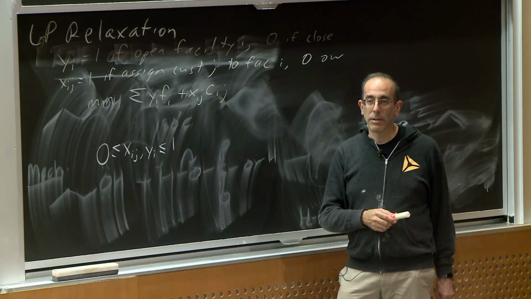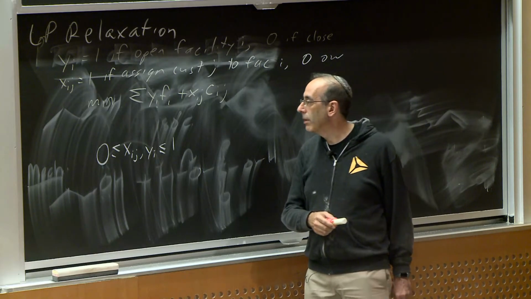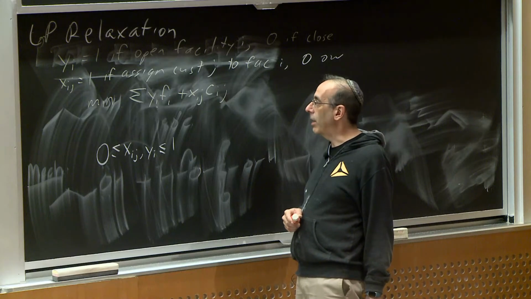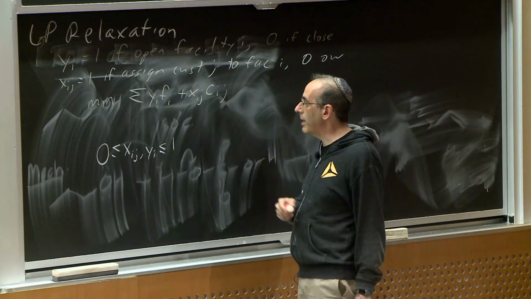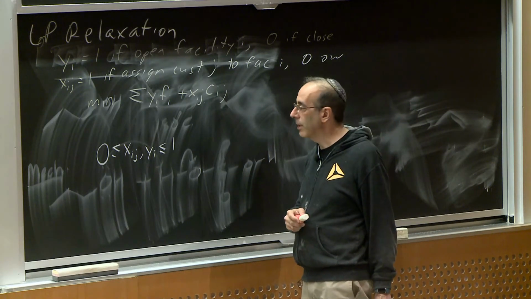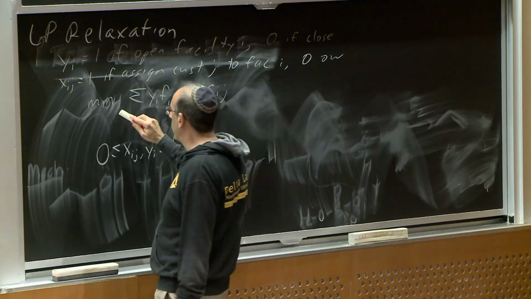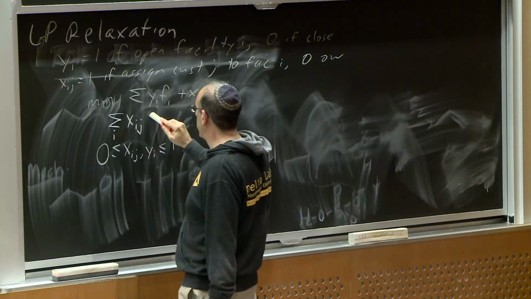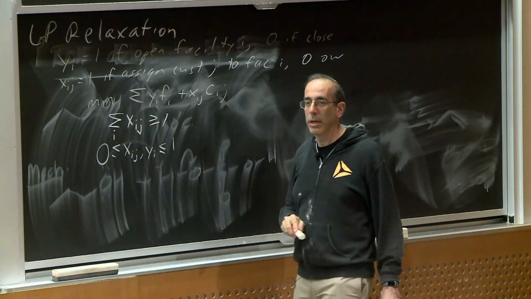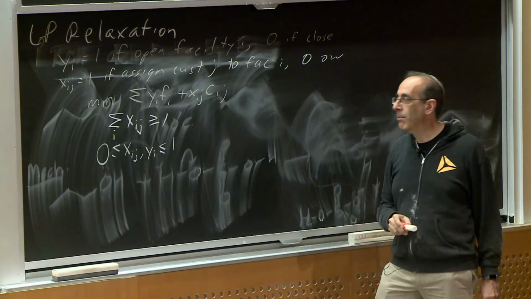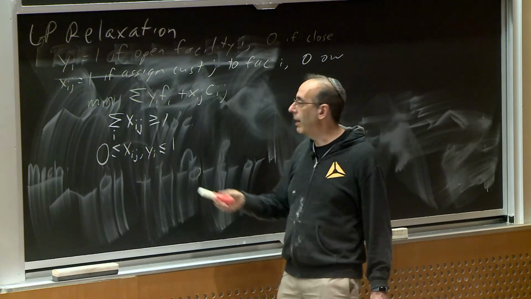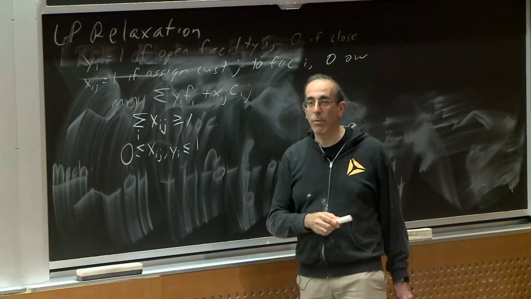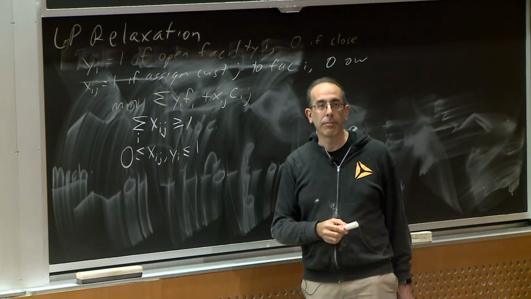Each customer has to have a connection to at least one facility. Good. How do we translate that into variables? Sum of xij over i. Right. Every customer has to be assigned to some facility, right? So in the integer linear programming formulation, this is saying that one of the xij's has to be 1.